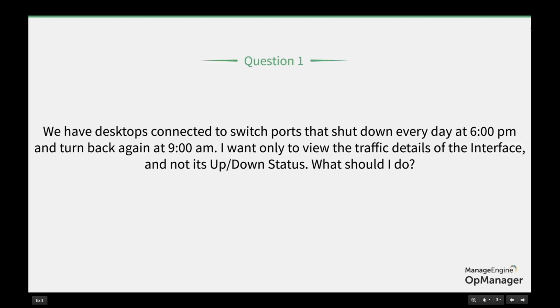First up, we have desktops connected to switch ports that shut down every day at 6 p.m. and turn back on again at 9 a.m. I want only to view the traffic details of the interface and not its up or down status. What should I do? Fair enough.